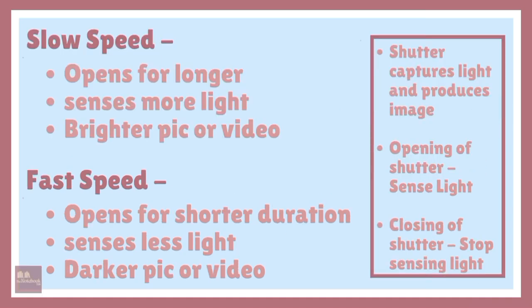If you have a slow shutter speed, that means that your shutter is opening for longer and it is sensing more light, and a brighter pic or video is formed because it is able to capture more light. In case you're not able to understand how it is capturing the light and everything, do check out the cameras video. I will link it in the description box. That way it will be clearer. And if you have a fast shutter speed, then it will open for a shorter duration. It will sense less light, and a darker pic or video will be formed because less light will be captured.